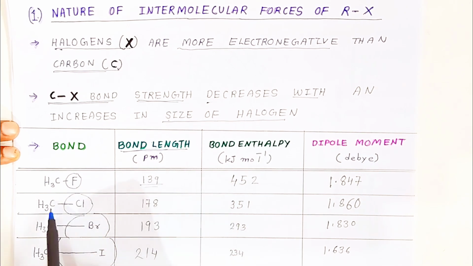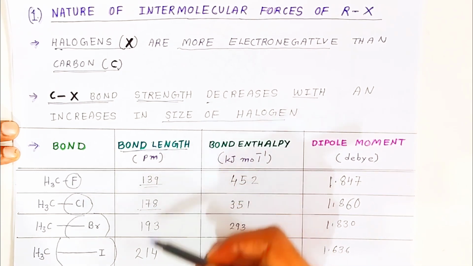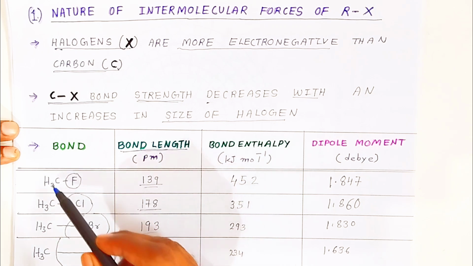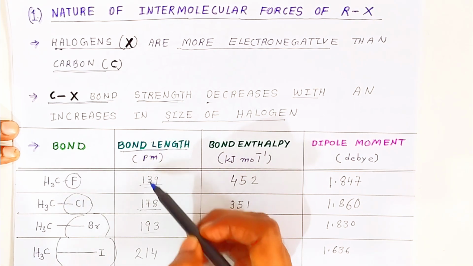C–F is 139. Here carbon and chloride is 178 picometer. Carbon and bromide is 193. Carbon and iodide is 214. See the numbers, students, they are in increasing order. That means bond length increases from fluorine to iodine, from methyl fluoride to methyl iodide. When you go from methyl fluoride to methyl iodide, the bond length goes on increasing.